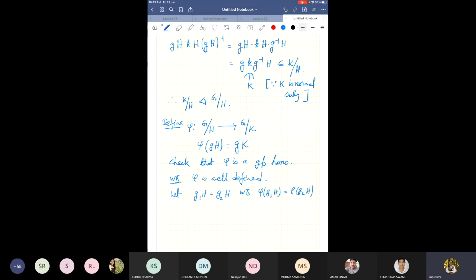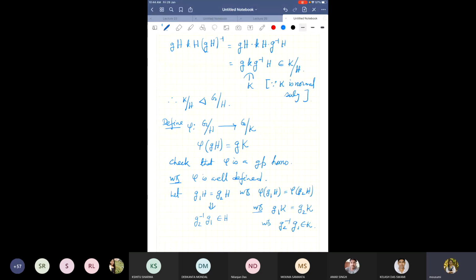So what does it mean that these two left cosets are equal? g2 inverse g1 belongs to H, isn't it? But what I want to show is phi of g1H is equal to phi of g2H. What is phi of g1H? It is g1K, and I want to show it is equal to g2K. That means I want to show g2 inverse g1 belongs to K. But I have g2 inverse g1 belongs to H.